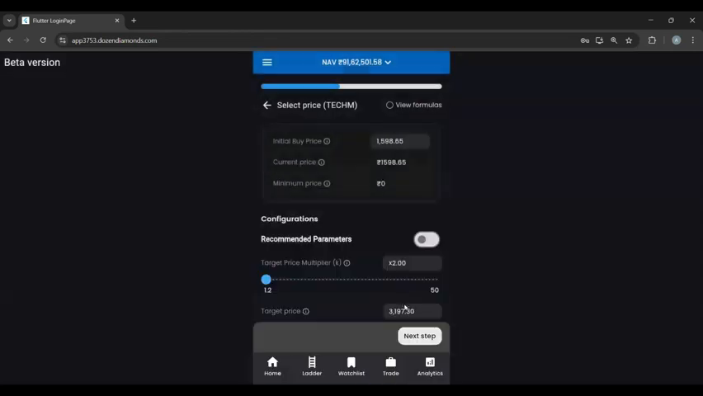Now, if I move forward, you can see there's an option called target multiplier. Now, whichever customer comes to our platform, he or she should know only two things. One, which stock they want to invest in, and second, at what target price they want to sell their respective stocks. All right. So the initial price of the stock.